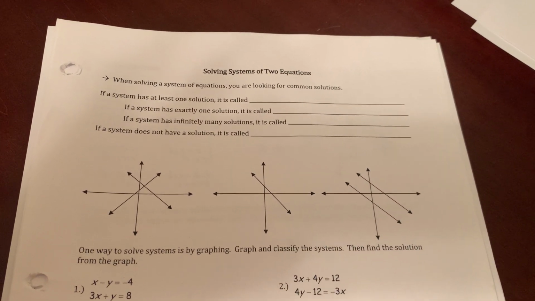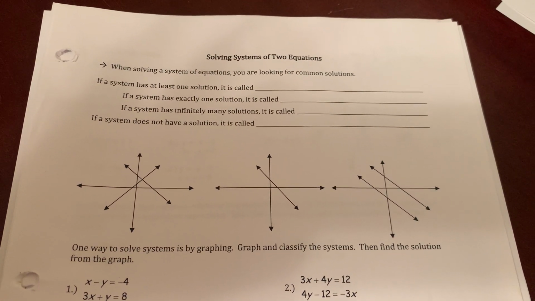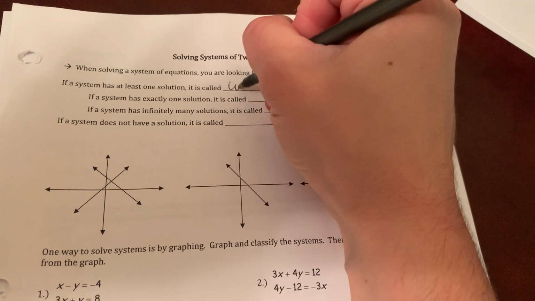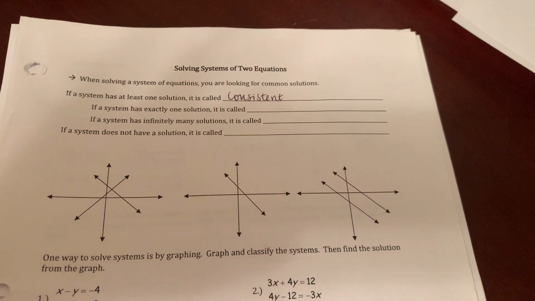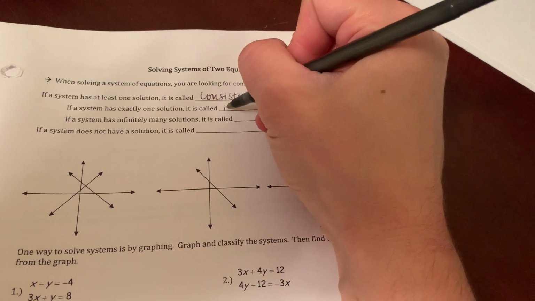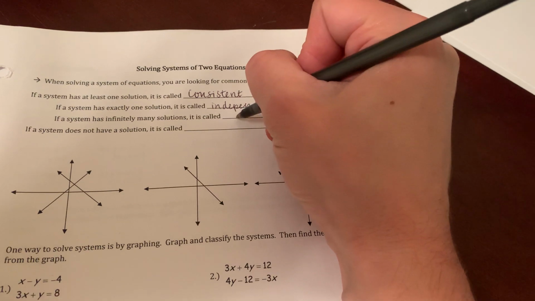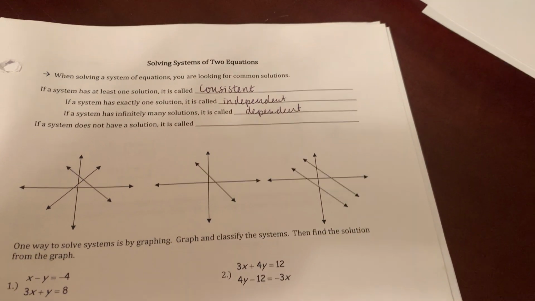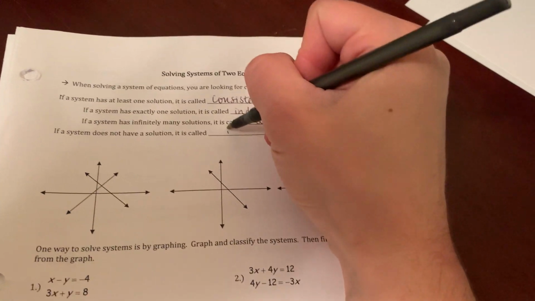Okay, so it says when solving a system of equations, you are looking for common solutions. If a system has at least one solution, it is called consistent. Think of like consistent people. They have solutions. If a system has exactly one solution, it is called independent. So consistent independent or consistent dependent is when you have many solutions. If a system does not have a solution, it is called not consistent, but inconsistent.